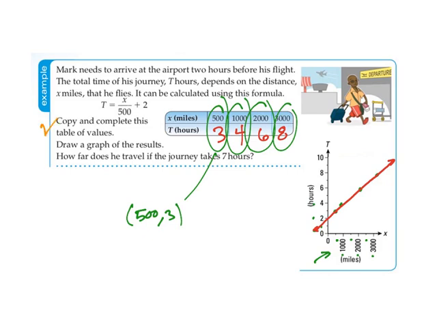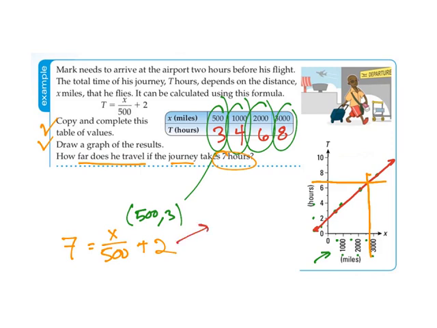So we've copied and completed the table values and drawn the graph, and now we want to know how far does he travel if the journey takes 7 hours. You could technically plug the 7 hours into the equation and say 7 equals x divided by 500 plus 2 and solve for x. Yes, you can do that. However, if you have a graph, you can also look for 7 and find where it crosses the x-axis. If I had graph paper, that would probably be more accurate. However, because I don't have graph paper, I'm going to solve it in the equation. I think it's 2,500, but let's check it out.